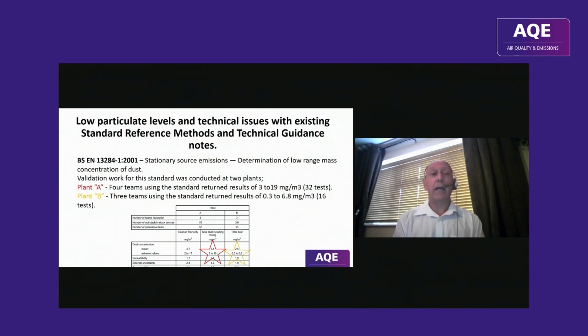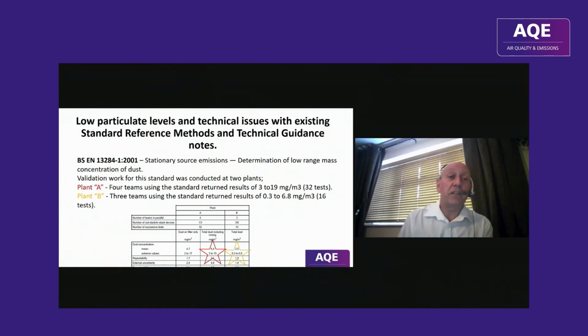Plant B, again a municipal waste incinerator, but it had an electrostatic precipitator with a wet scrubber, and the stack temperature was about 60 degrees. And the 3 teams using the standard returned results of 0.3 to 6.8 milligrams from 16 tests. I think these variations in results, which are at the back in Annex D of the 13284 Part 1 standard, the original standard in 2001, are important to recognise in the context of new best available technique associated emission levels of 10 milligrams or less for particulate matter.